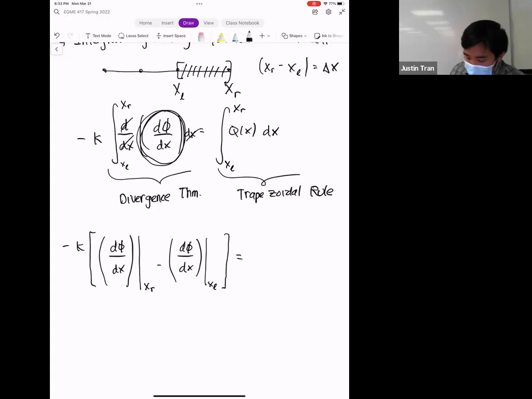And this is going to be equal to, on the right-hand side, we're going to use trapezoidal rule. Remember, in trapezoidal rule, we take our integrand here, which is q, and we evaluate that at the centroid of our domain. The centroid is going to be xc. And then we multiply by the length of the domain, and the length of the domain is xr minus xl.